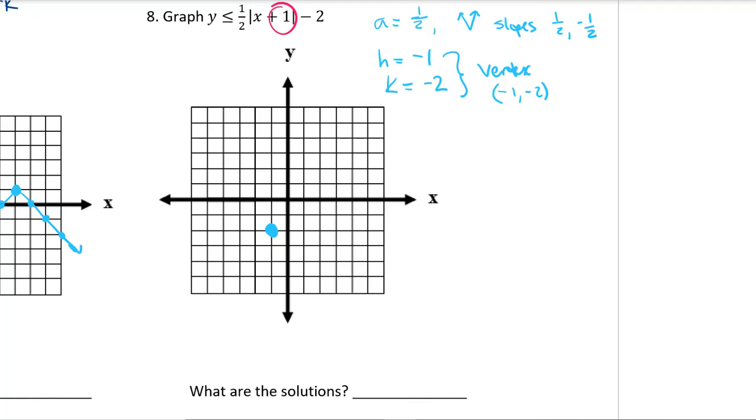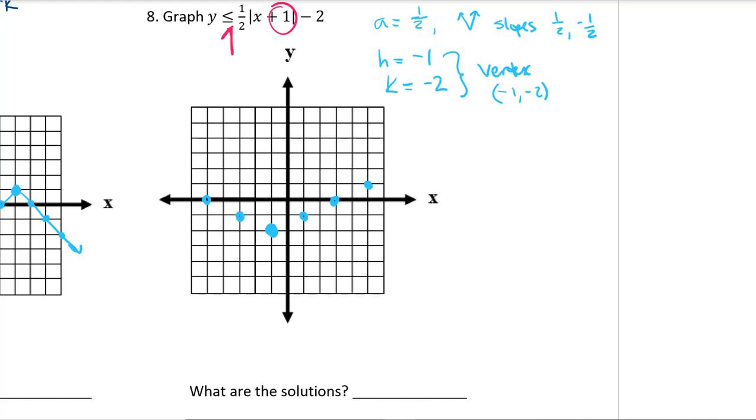Then, with the slopes of 1/2, I know it opens up, so I'm going to start at the vertex, and I'm going to go to the right. So I'm going to go up 1 to the right 2, up 1 to the right 2, up 1 to the right 2, and the next one's off the graph. So I go back to the vertex and repeat that process, but going left. So I go up 1 to the left 2, up 1 to the left 2, and then we're off the graph.